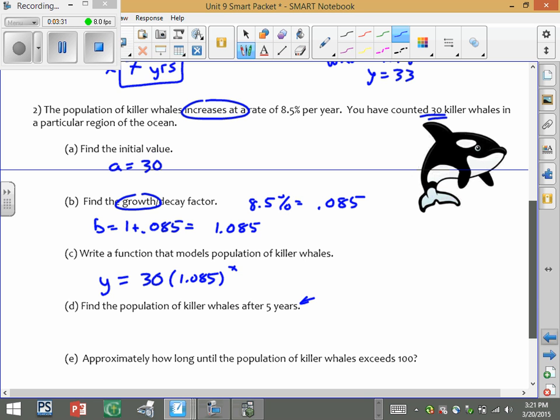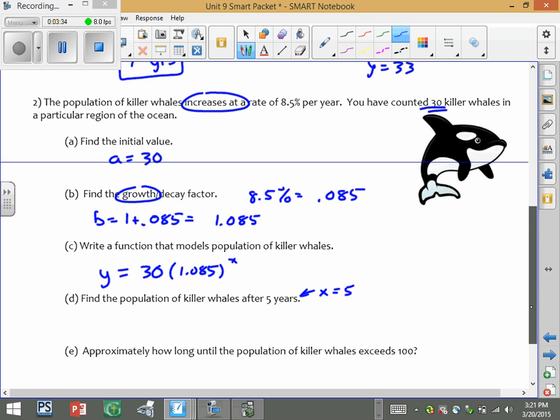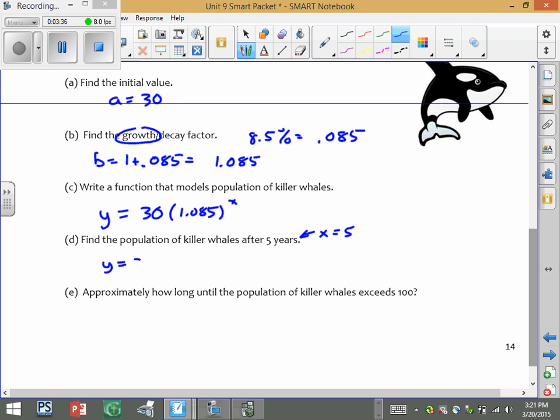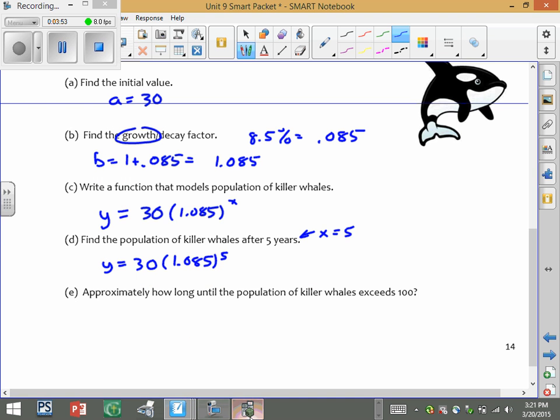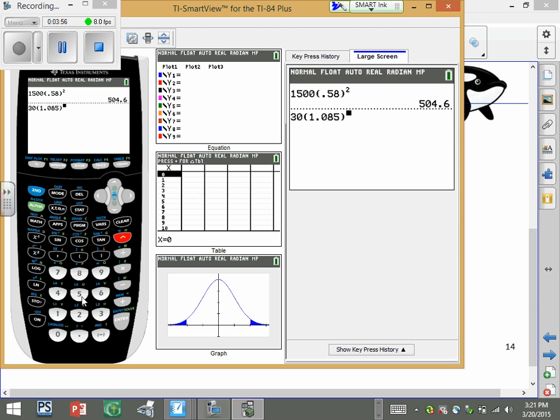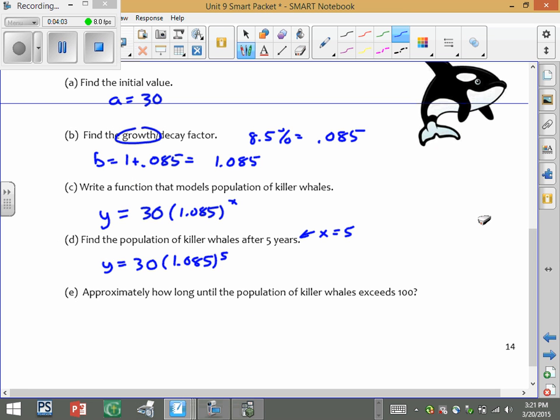So what will the population be after 5 years? So this is plug in 5 for x. So y equals 30 times 1.085 raised to the fifth power. Just go straight to your calculator for this one. So we have 30 times 1.085, and then we're taking it 5 years out. Yep, 5 years out. So raise that to the fifth power. That tells me there'll be about 45 whales. There can't be 45.1 whales, so we'll just call it 45 whales.